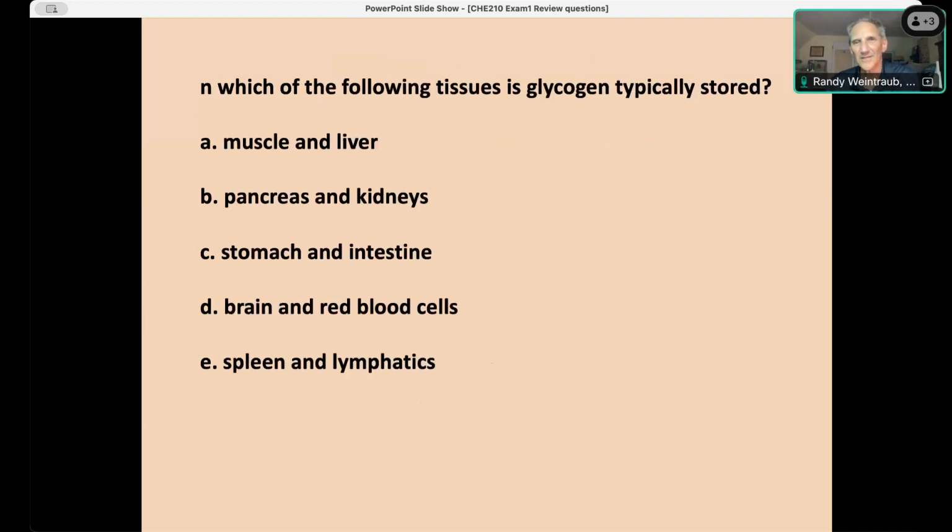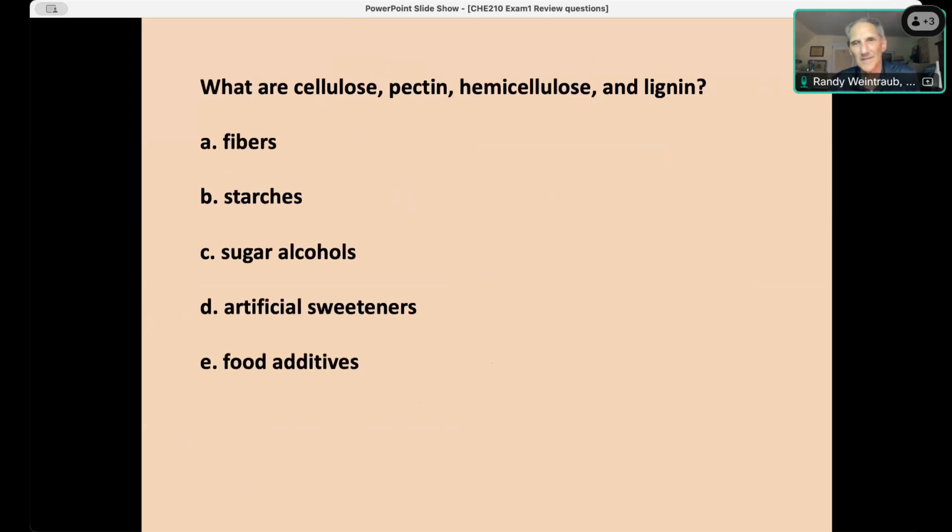In which tissues is glycogen stored? The glycogen is stored in the liver and in muscle. Glycogen, that's the storage of glucose. And what are these? Cellulose, pectin, hemicellulose, and lignin. These are all fiber.